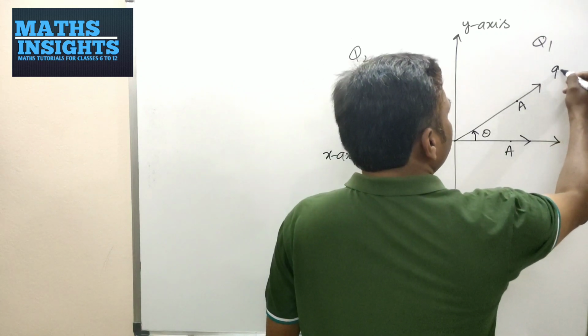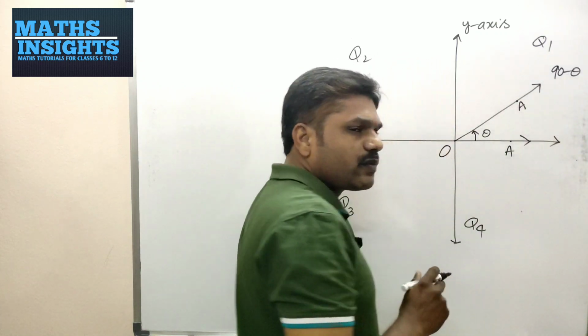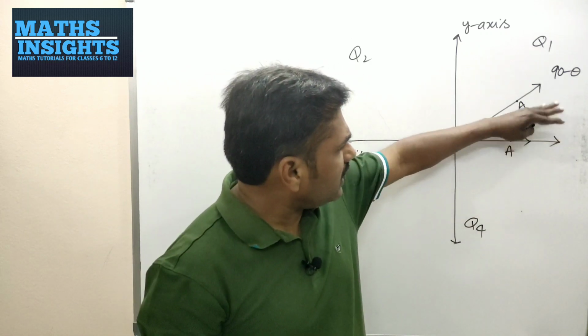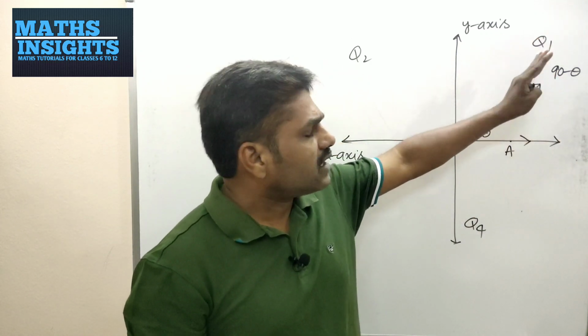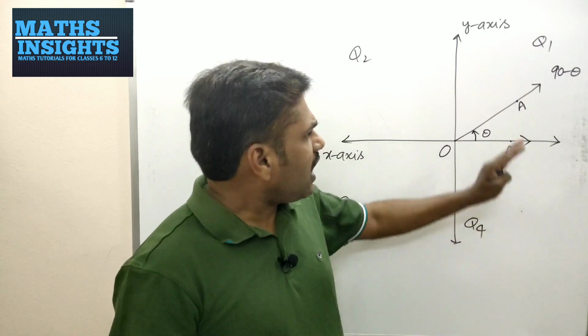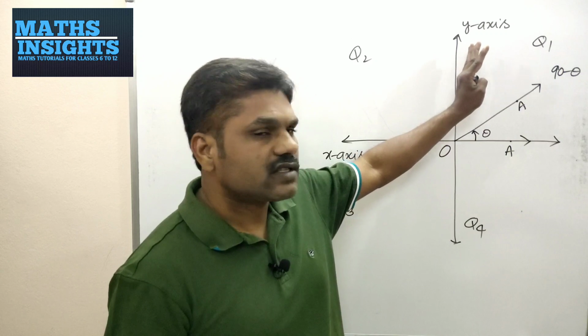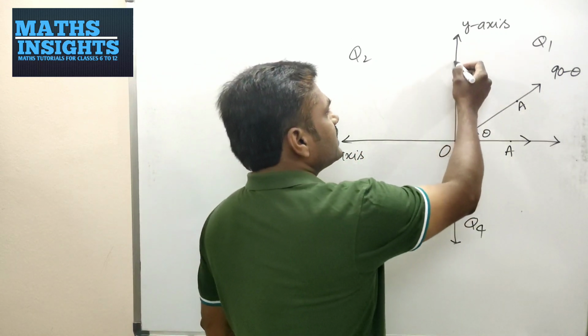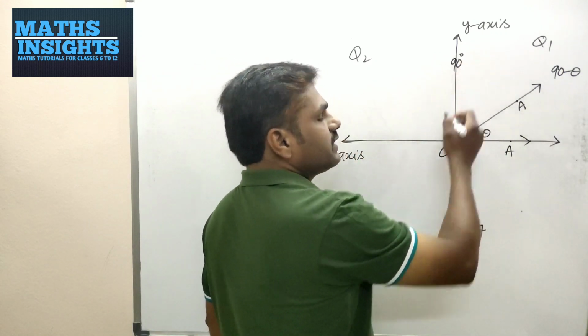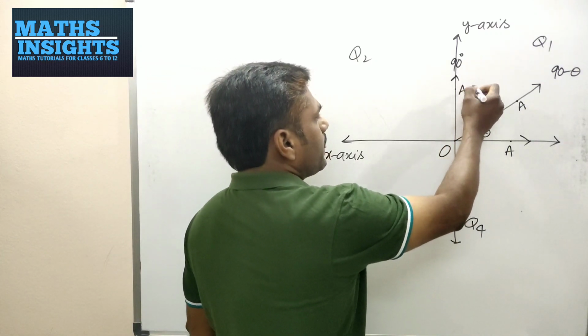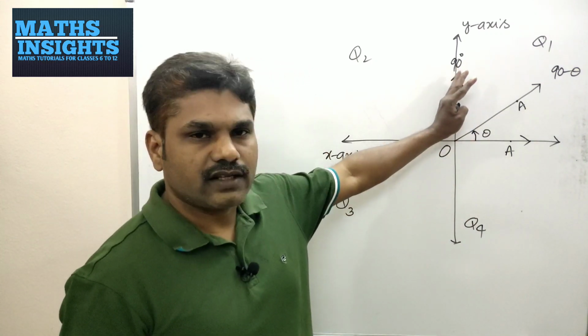That may be simply written as 90 minus theta. If you subtract something, that will become less than 90. That's why whatever the angle in the first quadrant is 90 minus theta. And when it exactly coincides with the positive x-axis, the angle is exactly 90 degrees. After coming here, this OA, now OA is here.